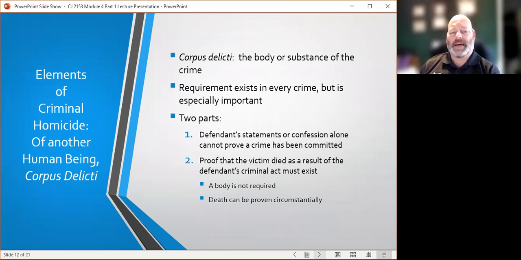Another element of criminal homicide is that it be of another human being, or the corpus delicti of a crime. The corpus delicti is the body or substance of the crime. This requirement exists in every crime, but is especially important in criminal homicides. There are two parts to it: the defendant's statements or confession alone cannot prove the crime has been committed, and there has to be proof that the victim died as a result of the defendant's criminal act. Those must exist. A body, quote unquote, is not required, but the death can be proven circumstantially.